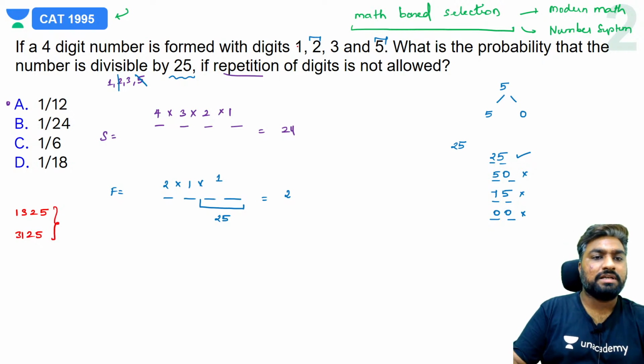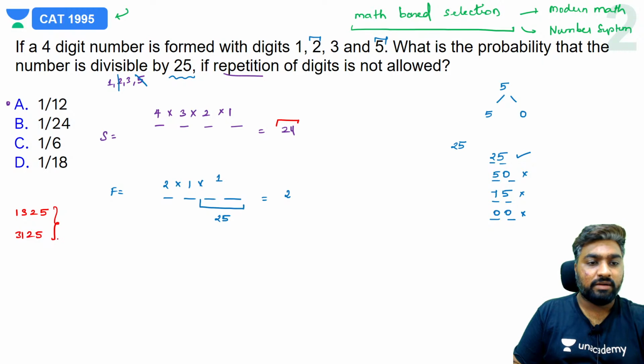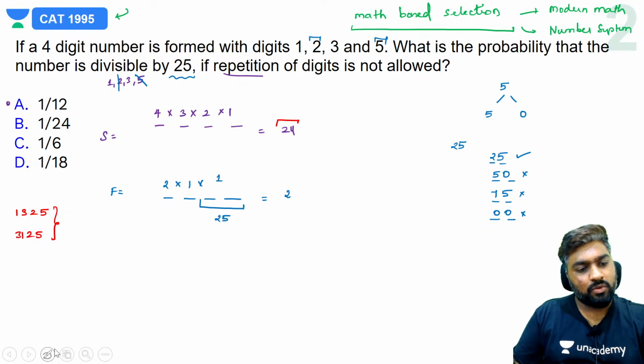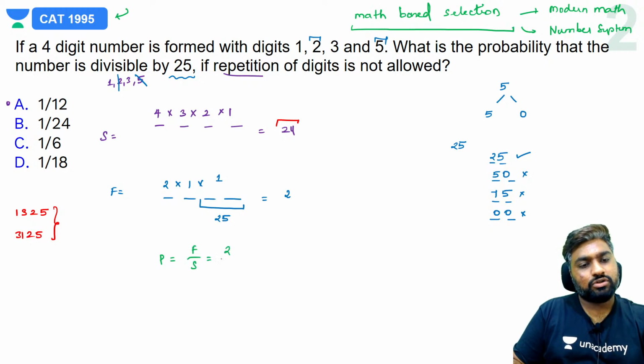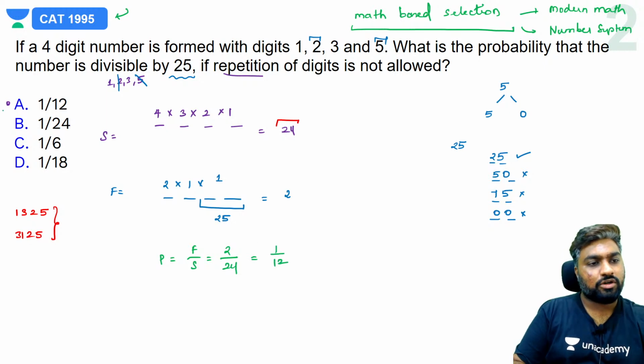None of the other numbers that you can form, none of the other 24 numbers that you can form will be divisible by 25. So what's our required probability? Probability is nothing but favorable out of sample, that is 2 upon 24, which is nothing but 1/12. That's option A.